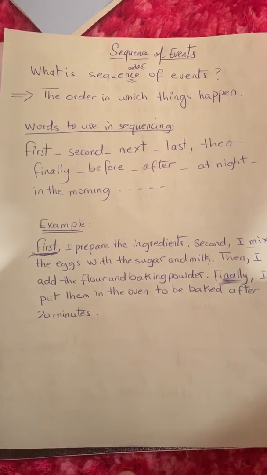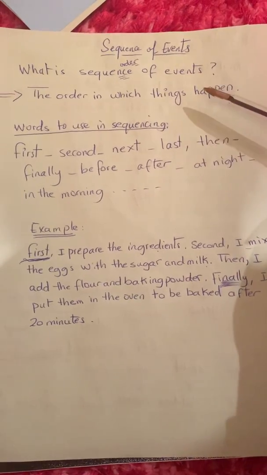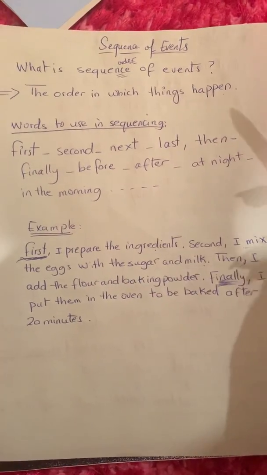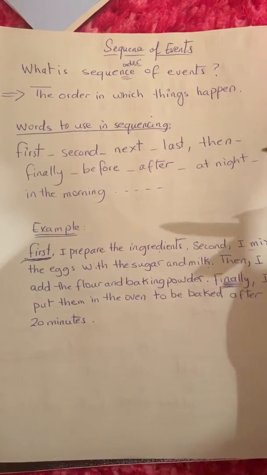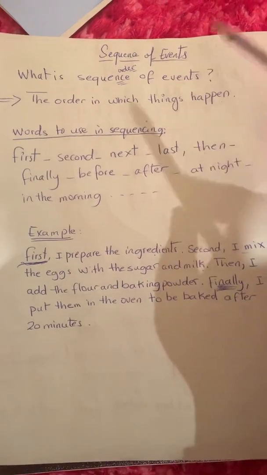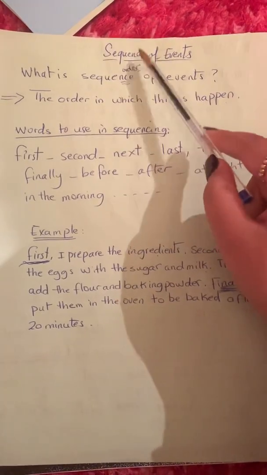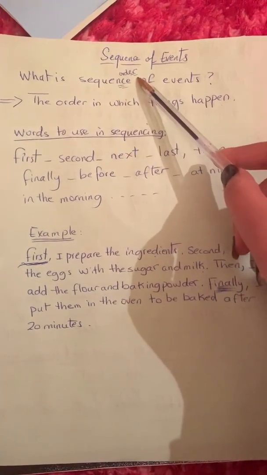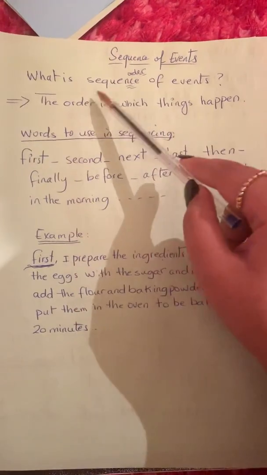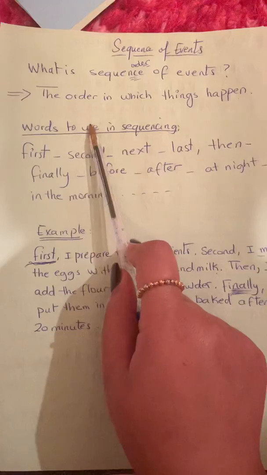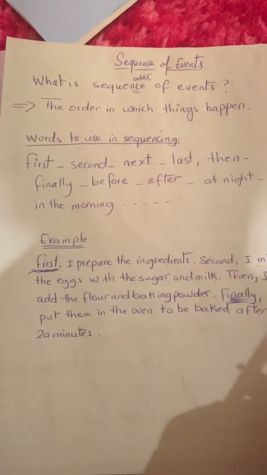Our reading skill for today is sequence of events. This skill we already took before, so now we're going to have a quick review over it. Okay, sequence of events, as we already said. What do we mean by sequence? Whenever you hear about sequence, it means order. So what is the sequence of events? It's the order in which things happen in a story.